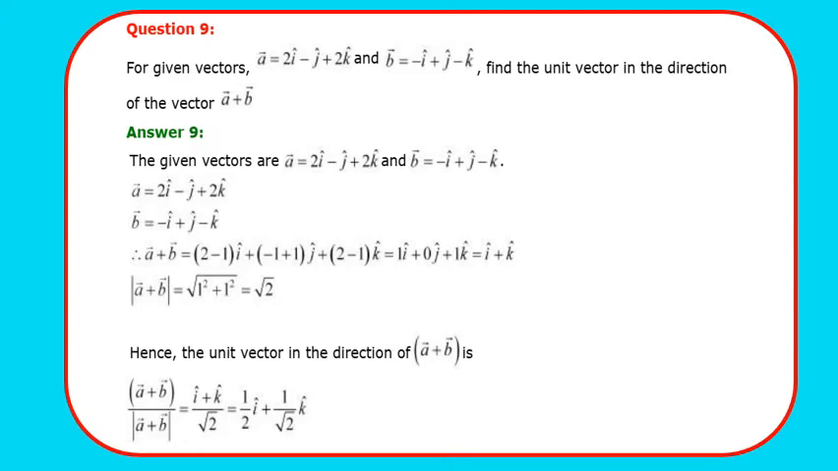plus j minus k. So finding vector a plus vector b, that is adding the coefficients of i and j, we get 2 minus 1 into i plus minus 1 plus 1 j plus 2 minus 1 k, which is equal to i plus k. So the magnitude of vector a plus b will be equal to under root 1 square plus 1 square, that is root 2. So the unit vector in the direction of vector a plus vector b will be equal to vector a plus vector b divided by magnitude of vector a plus b, which is equal to i plus k upon root 2, that is 1 upon root 2 i plus 1 upon root 2 k. Clear? So pause and note down the solution.